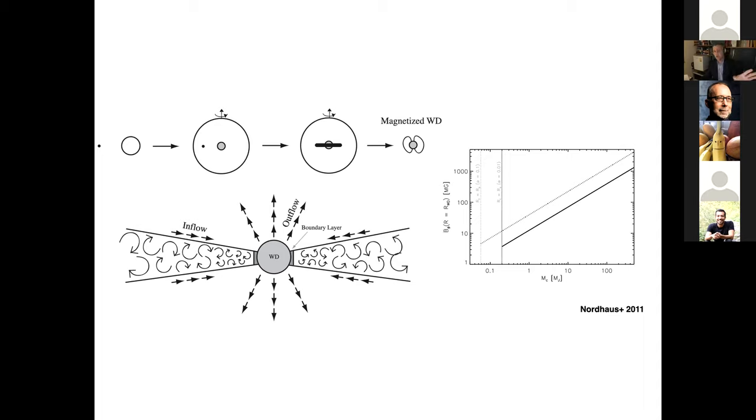Then it would get disrupted and you'd form a disk down in the center, and that would become highly magnetized.